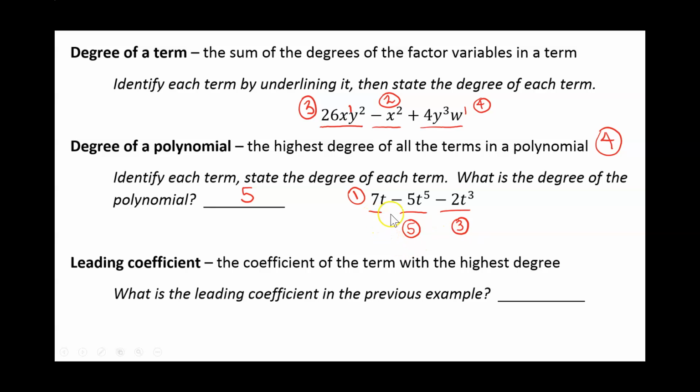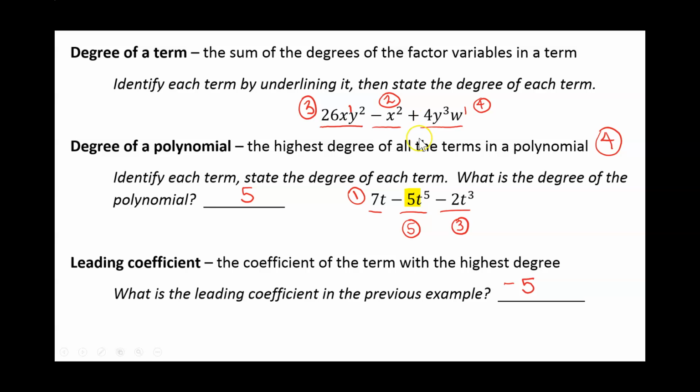So if we go back and we look at this guy right here, this was the term that had the highest degree, and so its coefficient, -5, would be the leading coefficient. It is not the coefficient of the term that is out in front. It's the one that has the highest power. All right, if we go back to this guy back here, what would your leading coefficient be? It would be 4, because again, this is the term with the highest degree, and so 4 would be your coefficient with that, so it's your leading coefficient.